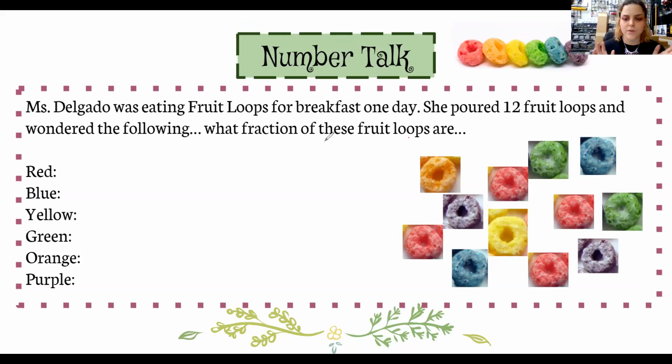So first of all, I'm just going to make sure I do have 12 Fruit Loops. It says she poured 12 Fruit Loops. So 1, 2, 3, 4, 5, 6, 7, 8, 9, 10, 11, 12. So we do, in fact, have 12 Fruit Loops. And I'm looking for how many reds I see. So I see 1, 2, 3, 4. So that means 4 out of the 12 Fruit Loops are red, which means we have a fraction. We have 4/12.